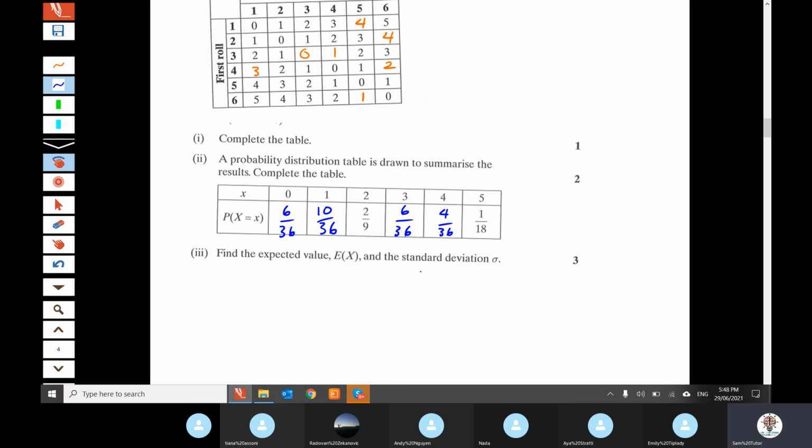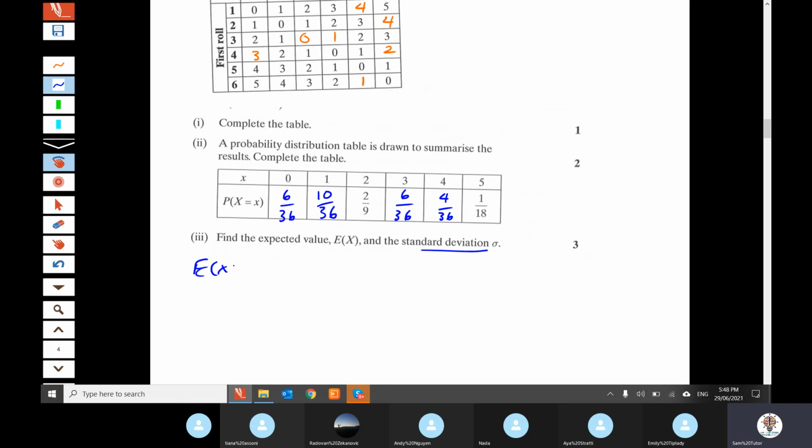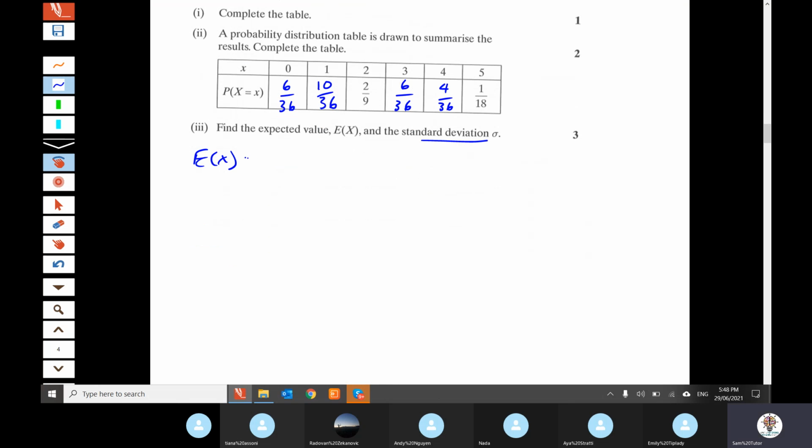Find the expected value and the standard deviation. Okay. Expected value equals 0 times its probability, plus 1 times, 2 times, 3 times, 4 times, 5 times.